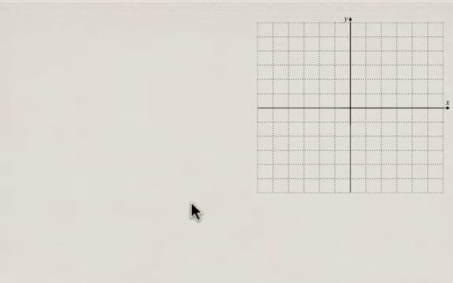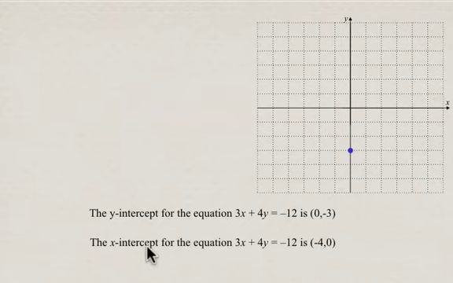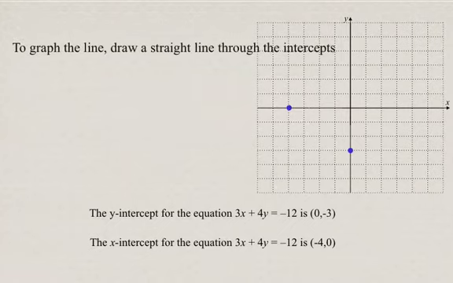Now let's take a look at what we found before, when we were finding the y-intercept. We found the y-intercept was (0, -3), so we know it's going to pass through this point, and we found that the x-intercept was (-4, 0), so it's going to pass through this point. Now that we have 2 points, and we know this is a linear equation, all we have to do is draw a line through our intercepts, and there's our line for 3x plus 4y equals -12.